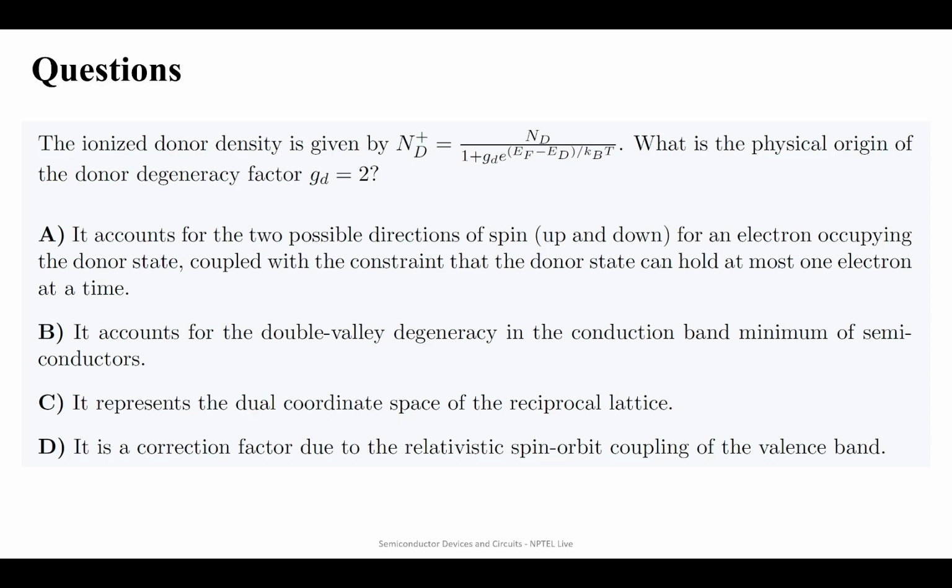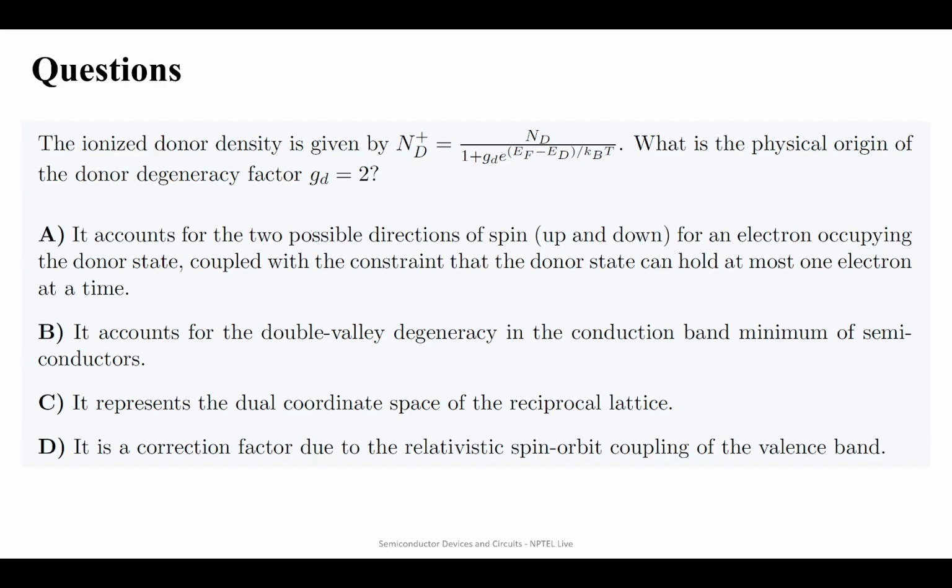The ionized donor density is given by Nd plus equals Nd upon 1 plus Gd exp of (EF minus Ed) by kBT. What is the physical origin of the donor degeneracy factor Gd equals 2? It accounts for two possible directions of spin, up and down, for an electron occupying the donor state, coupled with the constraint that the donor state can hold at most one electron at a time.